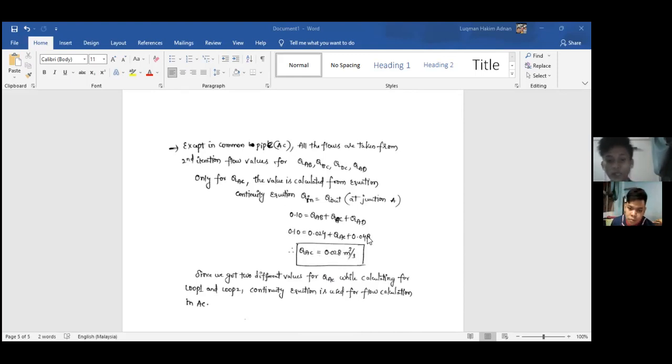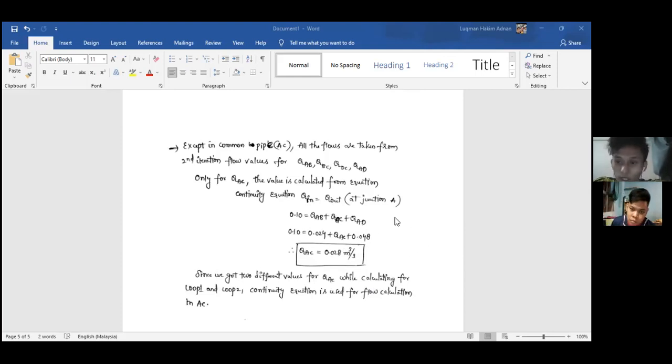So this is a flow rate. The question needs us to calculate the flow rates for each part of the network. We have shown them, and this is the final answer, QAC. Since we got two different values for QAC while calculating for loop 1 and loop 2, the continuity equation is used for the flow calculation in AC. That is the function of the continuity equation, Q in equal to Q out.